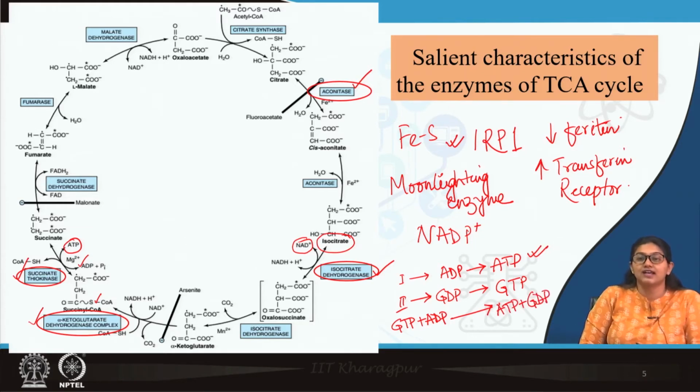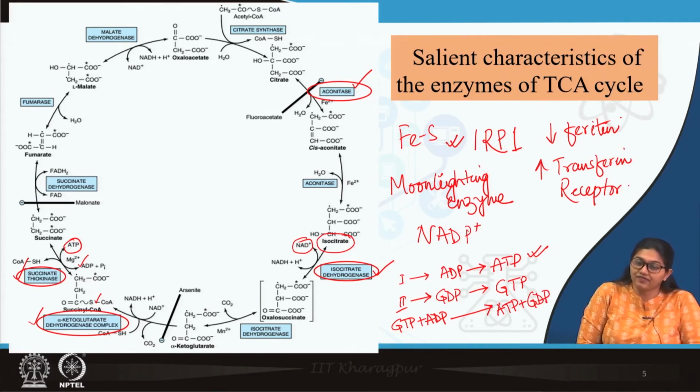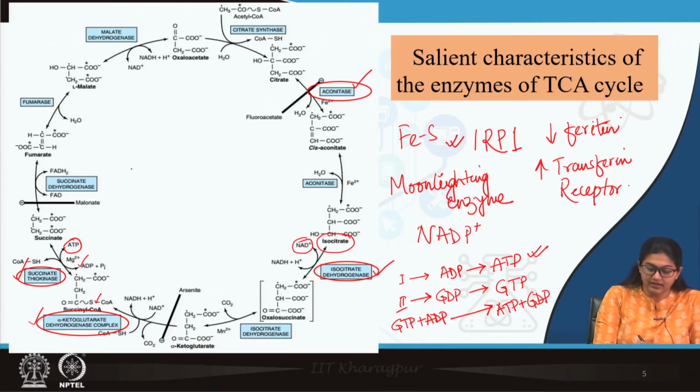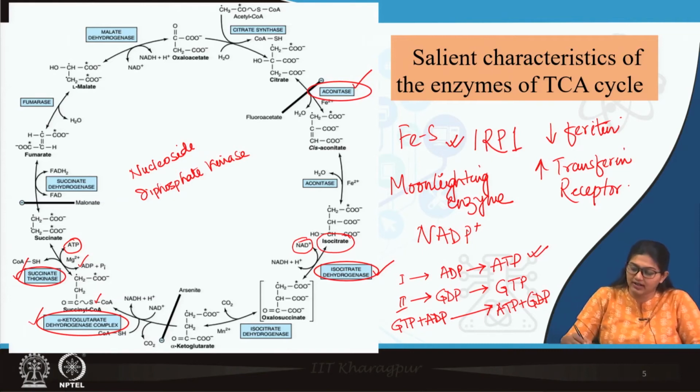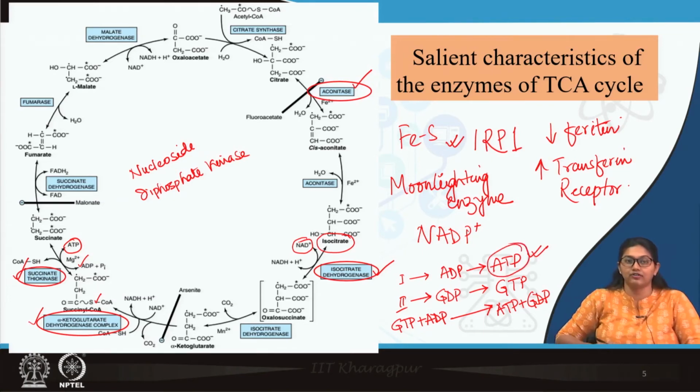Now, this enzyme is known as nucleoside diphosphate kinase. The enzyme here I am writing, nucleoside diphosphate kinase. So, basically whatever isoenzyme of succinate thiokinase is used, the final product is ATP at the end of the cycle.